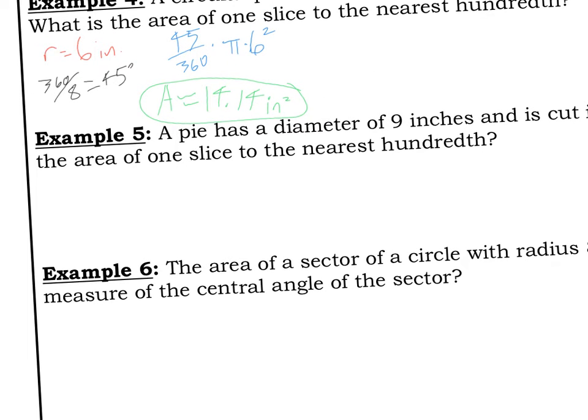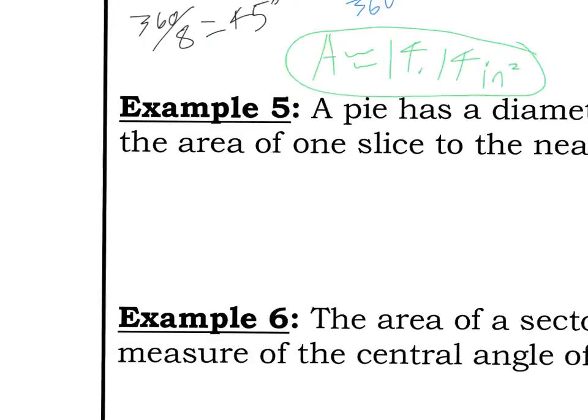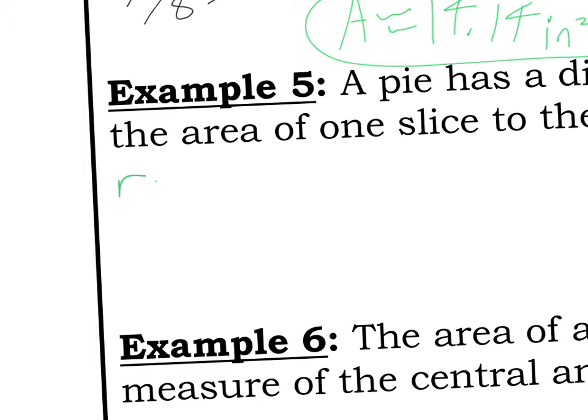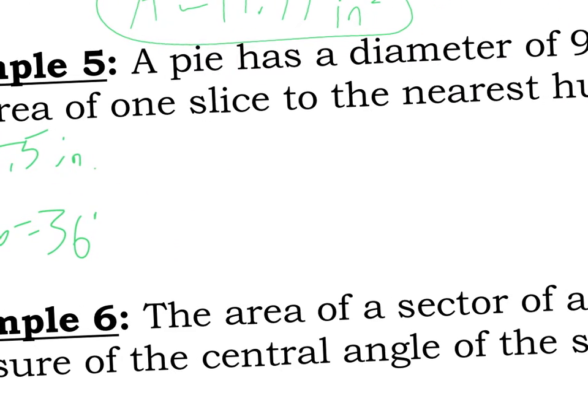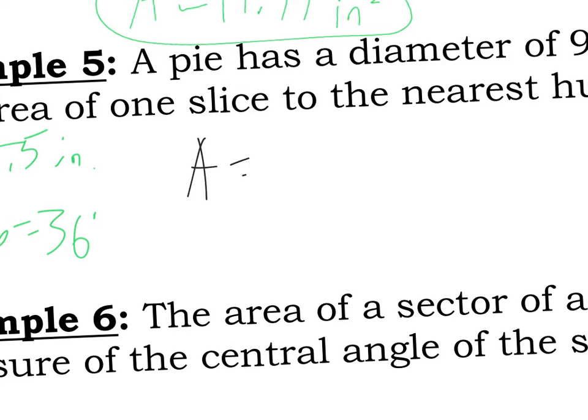Now, similar question. A pie has a diameter of 9 inches and is cut into 10 congruent slices. So diameter is 9 inches. That means radius is 4.5. And if it's cut into 10 congruent slices, I'm going to go 360 divided by 10, which means those are 36 degree slices. So I'm going to say that my area is 36 over 360 times pi times 4.5 squared.